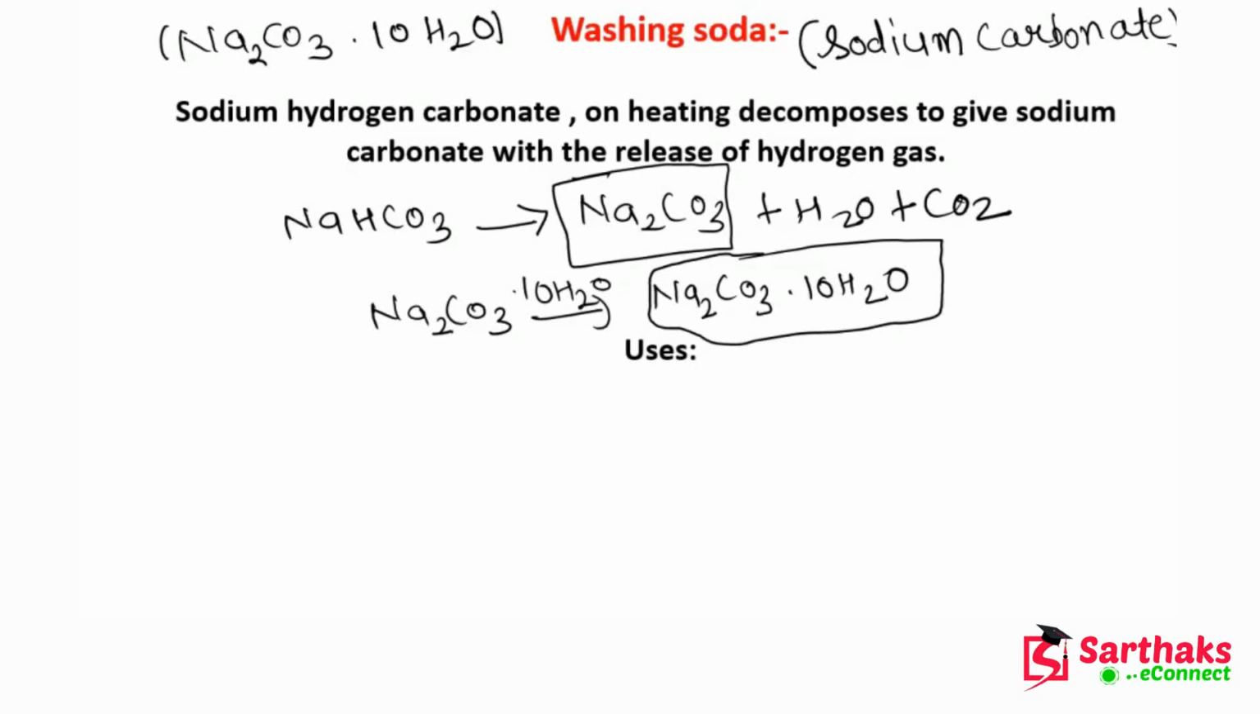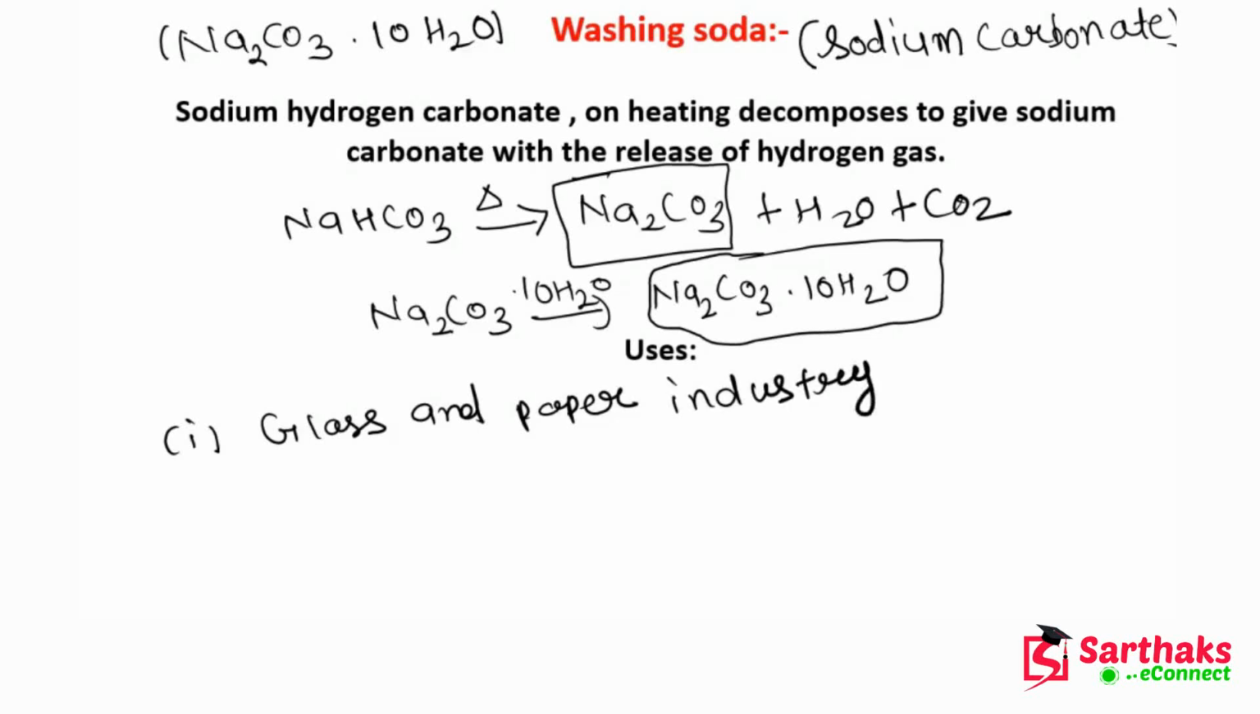Now after understanding the preparation, let's talk about the uses of this washing soda. The first use is that it is used in glass and paper industries. It is widely used in glass and paper industries. Now what is the other use of this washing soda? The next use is that it is used in the manufacturing of sodium compounds.